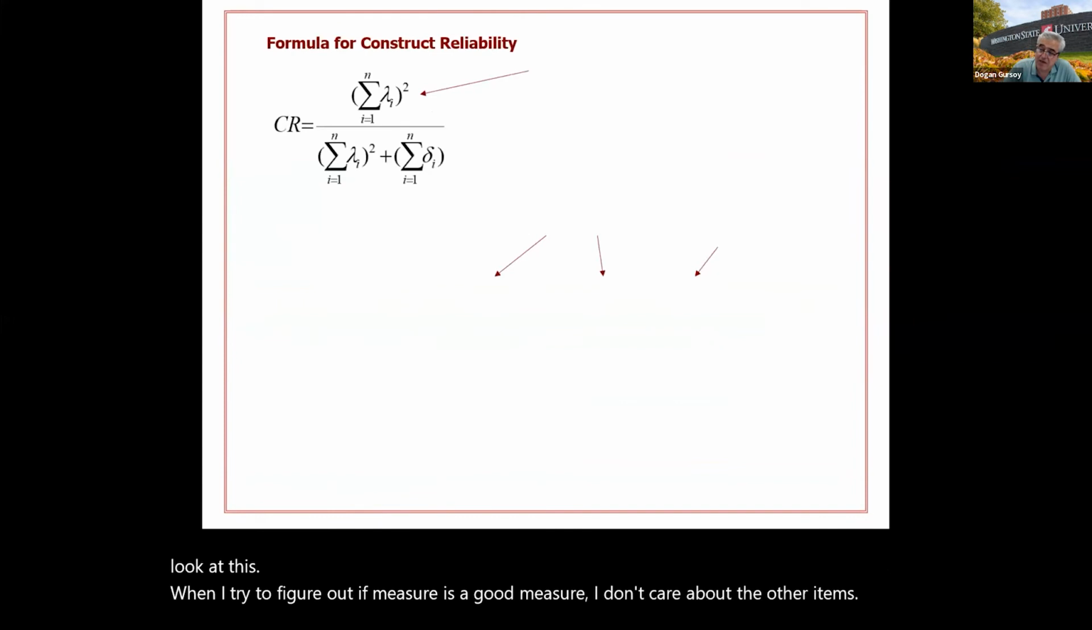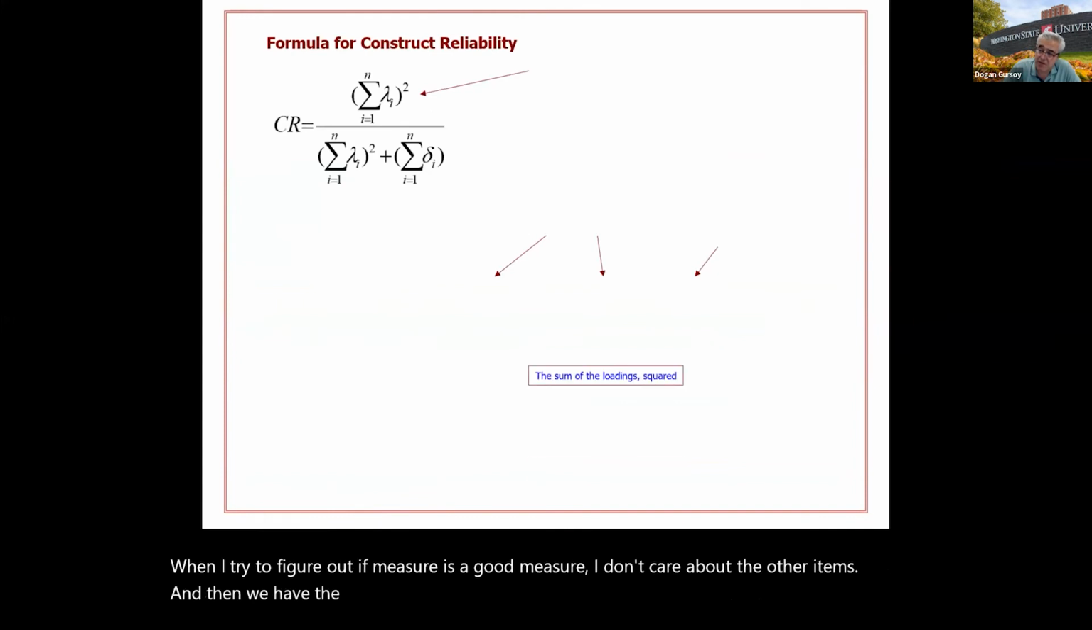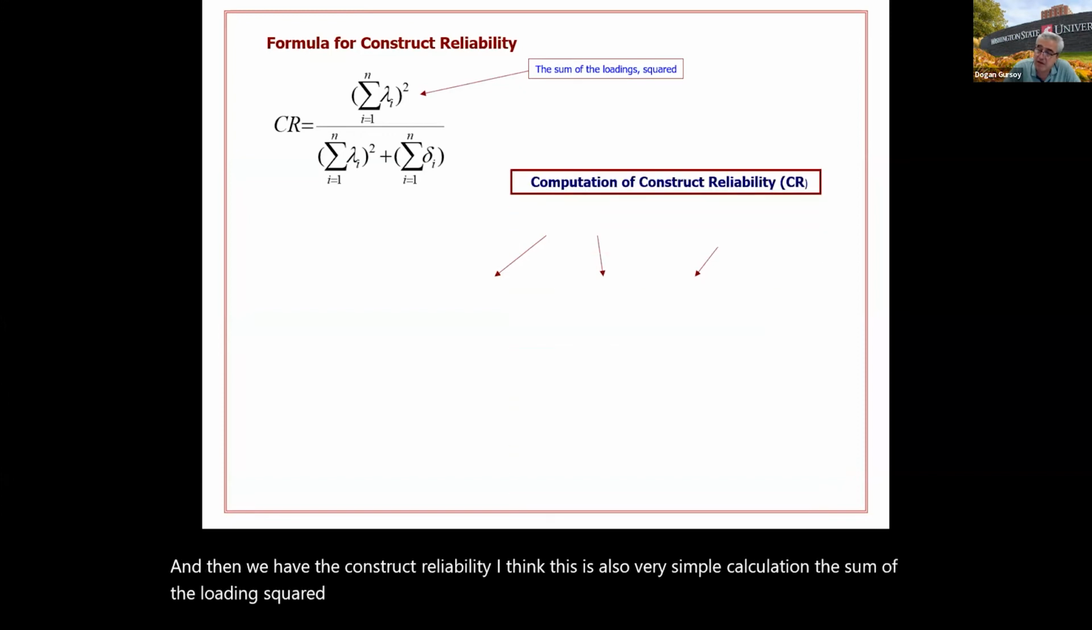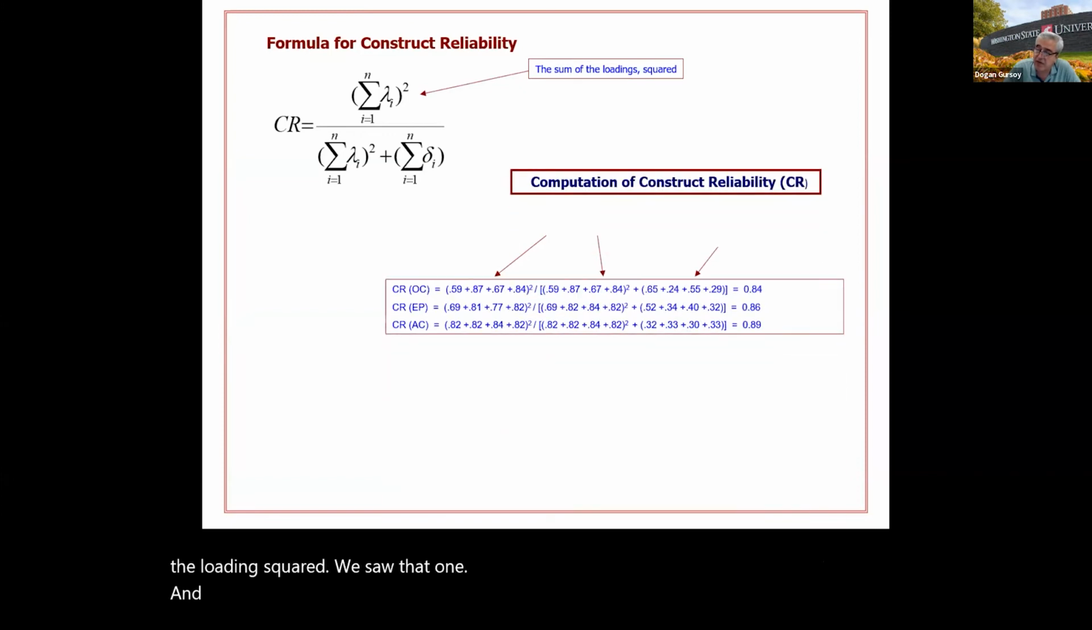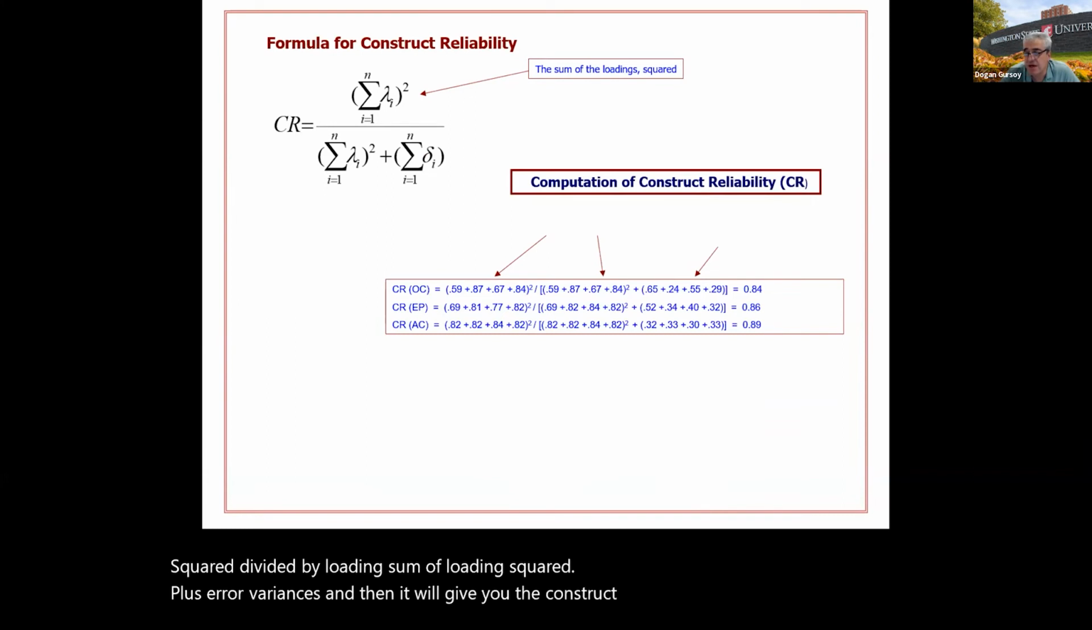And then we have the construct reliability. I think this is also a very simple calculation. The sum of the loading squared. We saw that one. And then this is how we calculate it. Basically, the sum of loading squared divided by the sum of loading squared plus error variances, and then it will give you the construct reliability or composite reliability. Again, these are simple calculations.